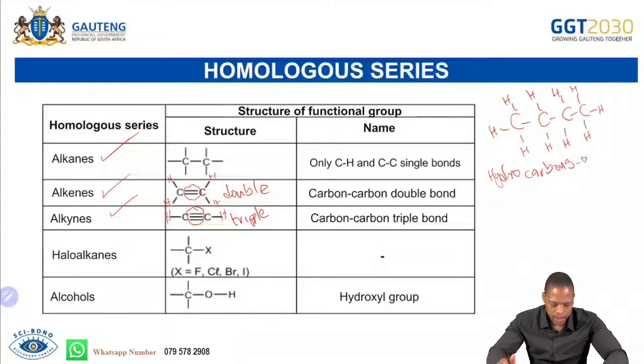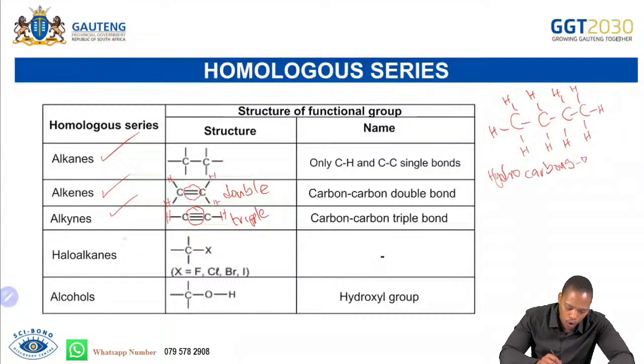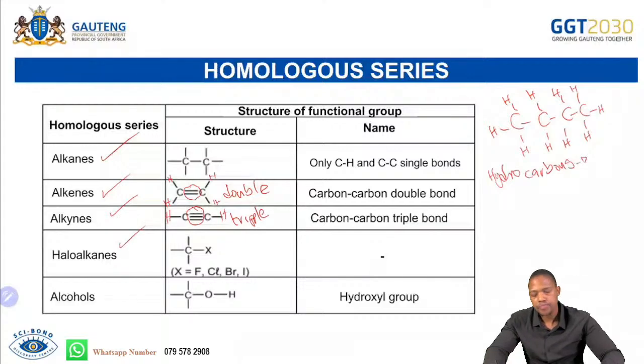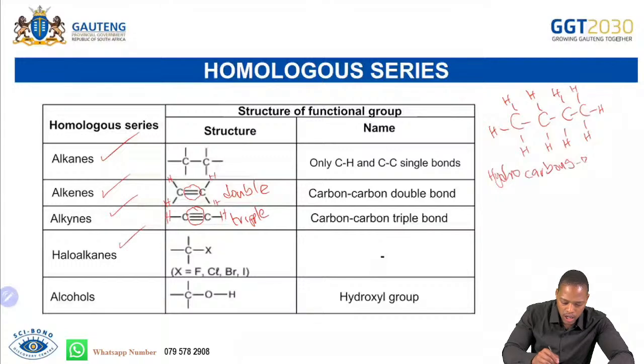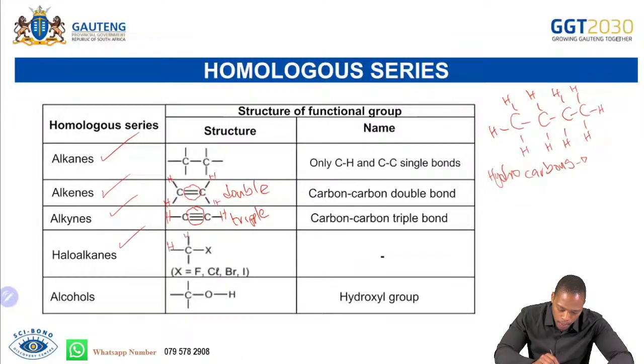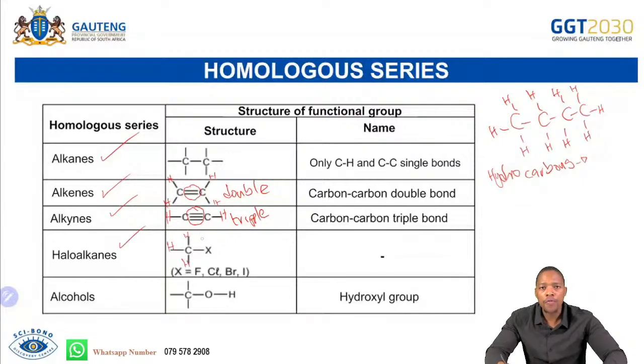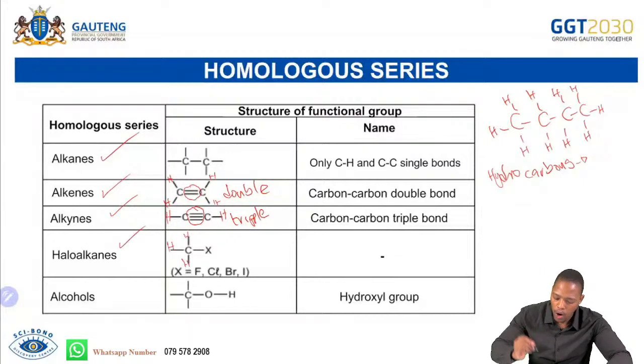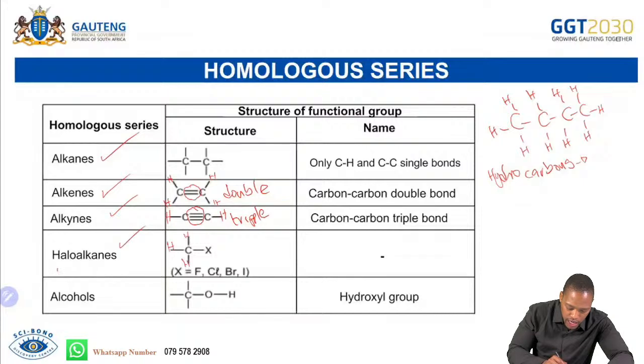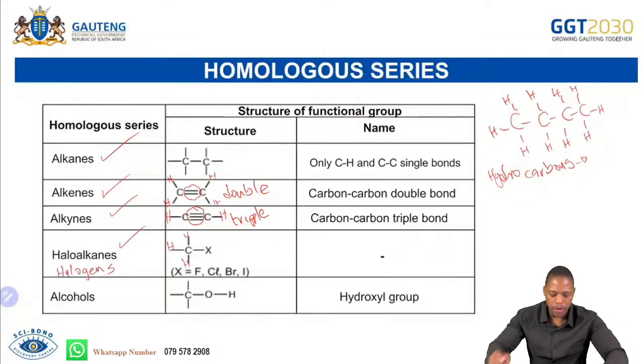Then our next one is what we call haloalkanes. Haloalkanes are a homologous series, and in the structure of the functional group we will see a carbon bonded to hydrogen, of course, but one of the atoms that should be there is one of the halogens that I said in the beginning are going to become important. It is going to be one of the halogens.